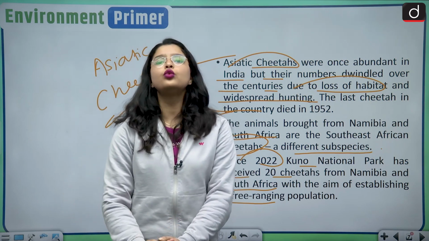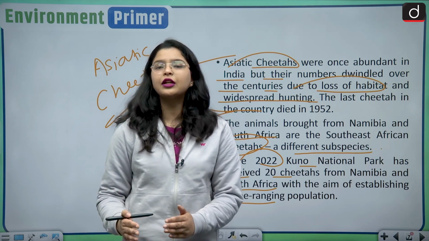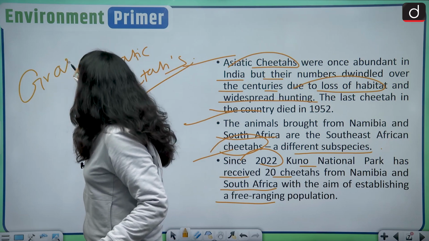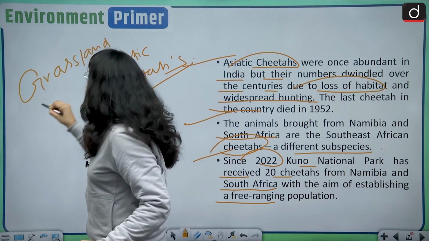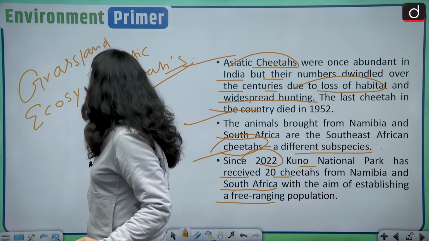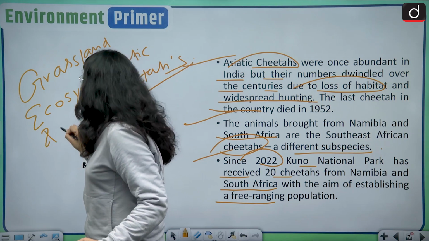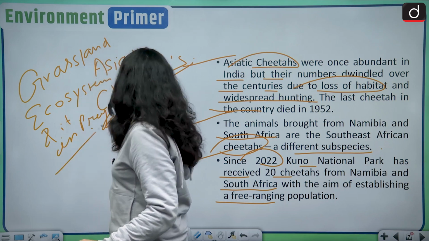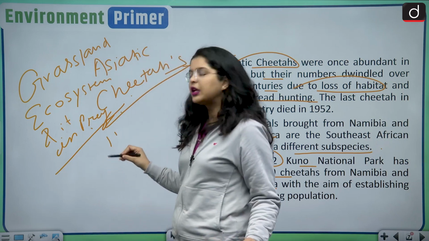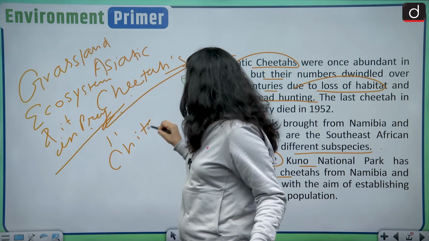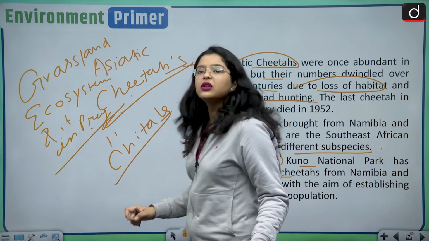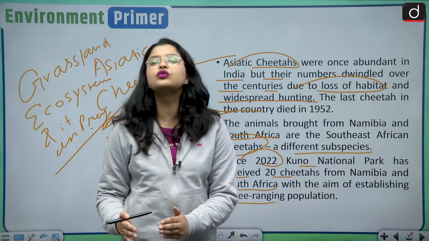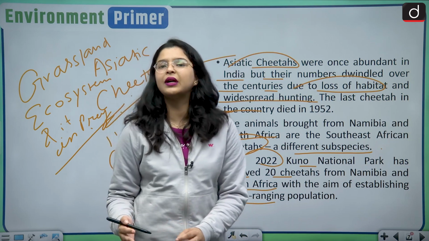So why was Kuno National Park chosen to be the habitat of these African cheetahs? Because it has a grassland ecosystem, and it is rich in prey for cheetahs. Okay, so because cheetahs prey on them, it was rich in prey for these African cheetahs, and that is why we reintroduced them in Kuno National Park in Madhya Pradesh.